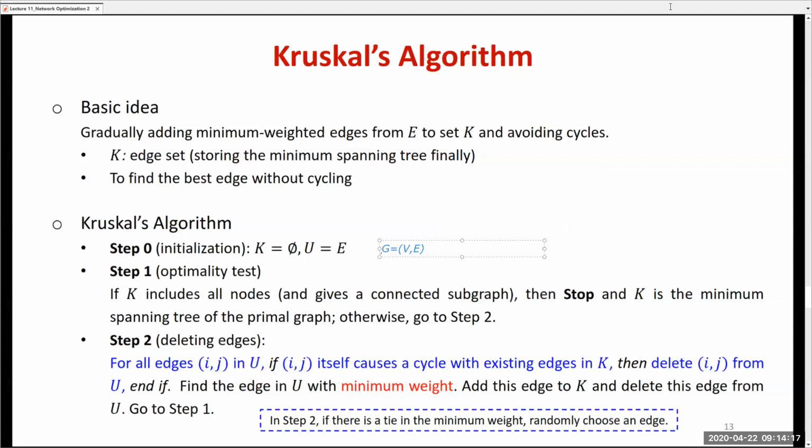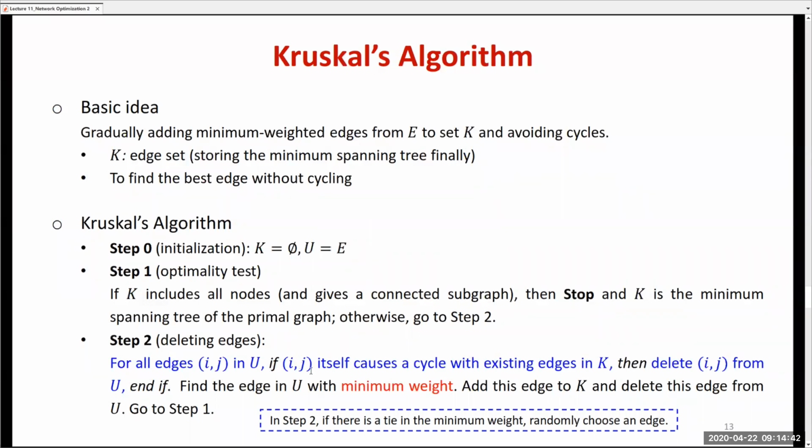Okay, and then step number 1 is the optimality test: if K includes all nodes, and of course gives a connected subgraph, then we stop, and K is the minimum spanning tree which we want to get. Otherwise, go to step number 2. Step number 2 is to delete edges. So for all edges ij in U, first we're going to do what?